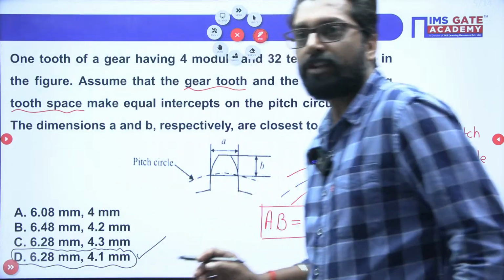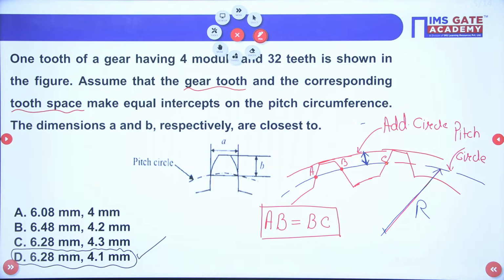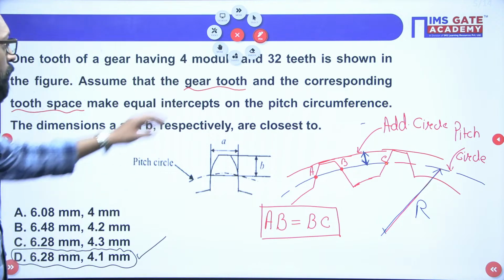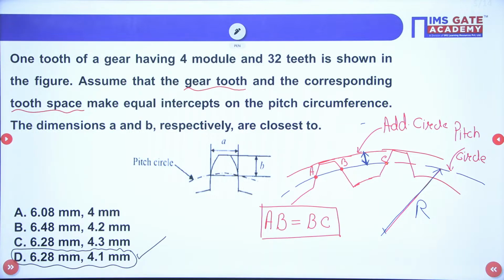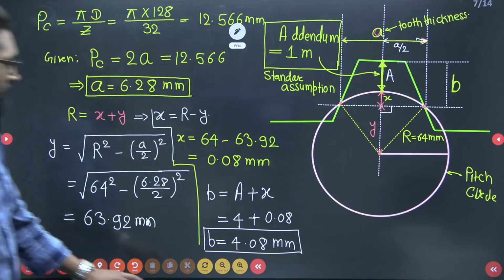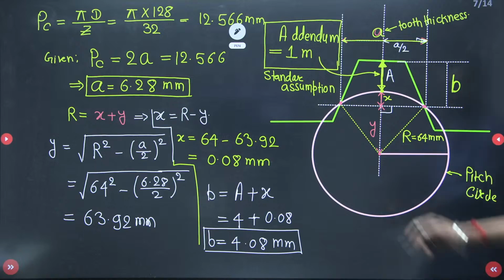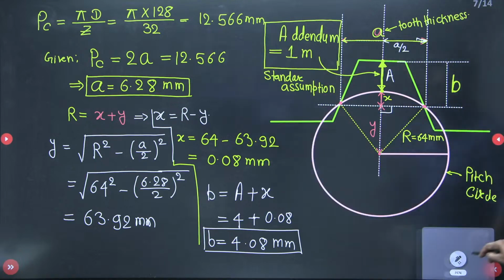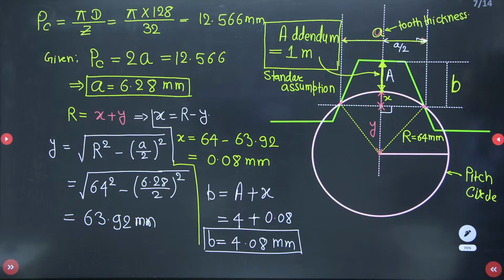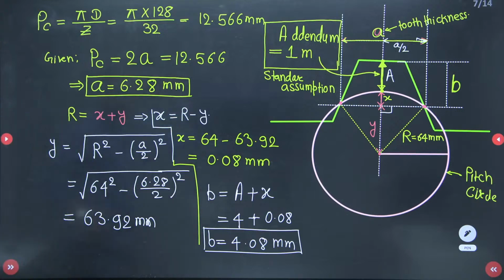This question is clear, beta? Please tell me, everyone. These are the questions related to the gear. Simply geometry. Is this question clear or not? Please tell me. If it is clear, then we go to the next problem.